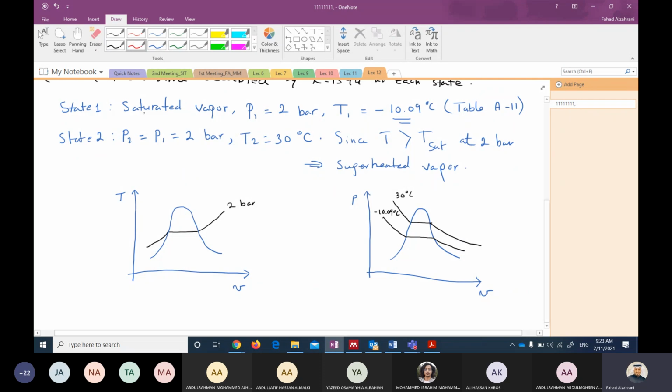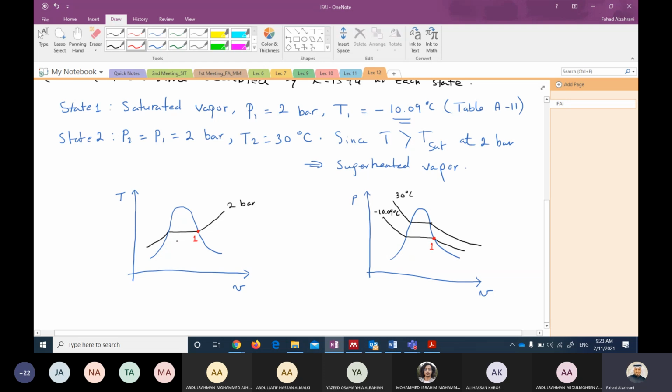Now how can we define the state? So what is state 1? It is saturated vapor, which is this point. Okay? The same thing here. We start with minus 10.09, which is this one here.